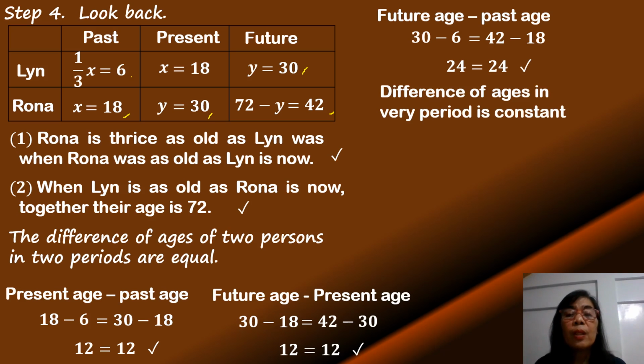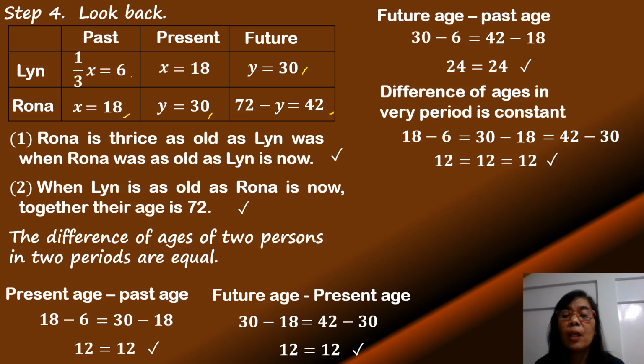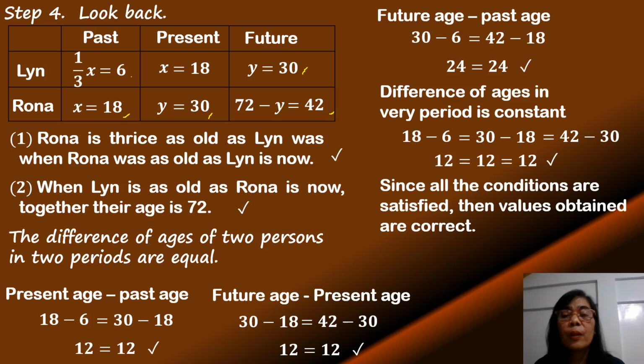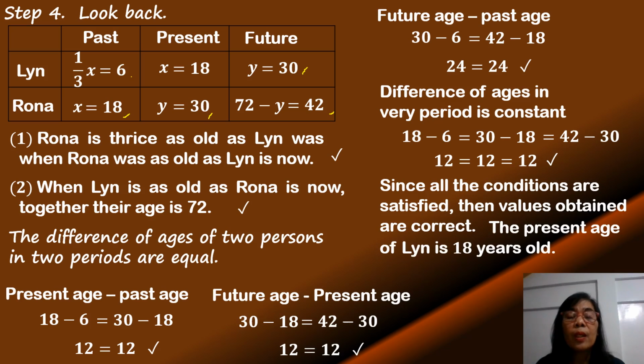Or the difference of their ages at a particular period must be equal at different periods. That is, 18 minus 6 must be equal to 30 minus 18, and it must be equal to 42 minus 30. So again, we satisfy that principle. So having all the conditions and the principle of age problem satisfied, therefore, the values that we obtain, that is x is equal to 18 and y is equal to 30, are correct. That means the present age of Lynn is 18.